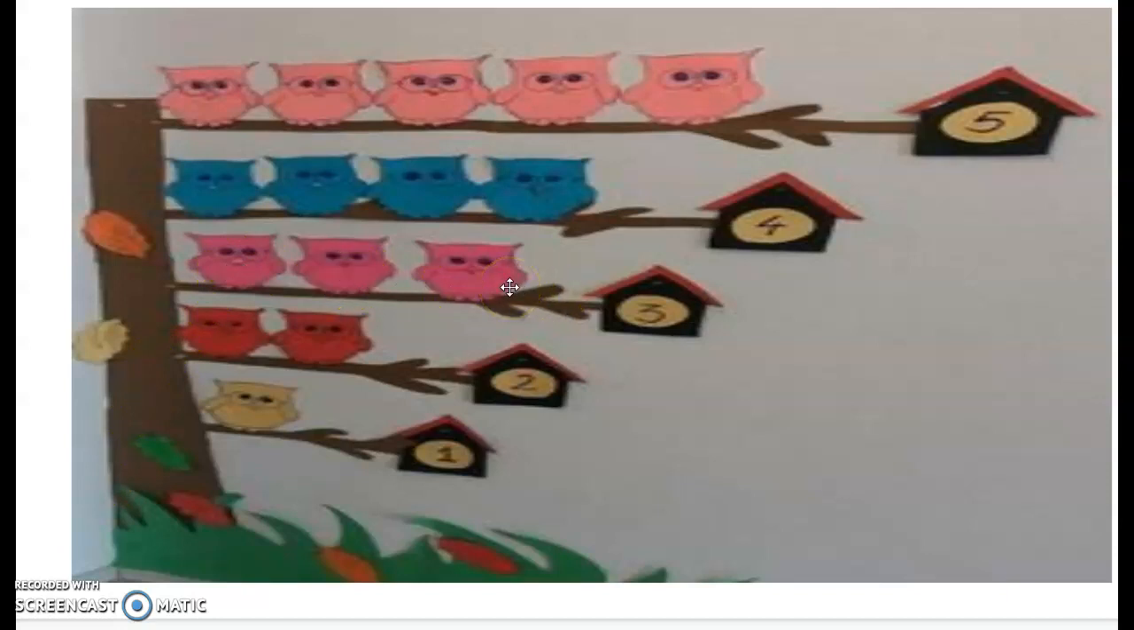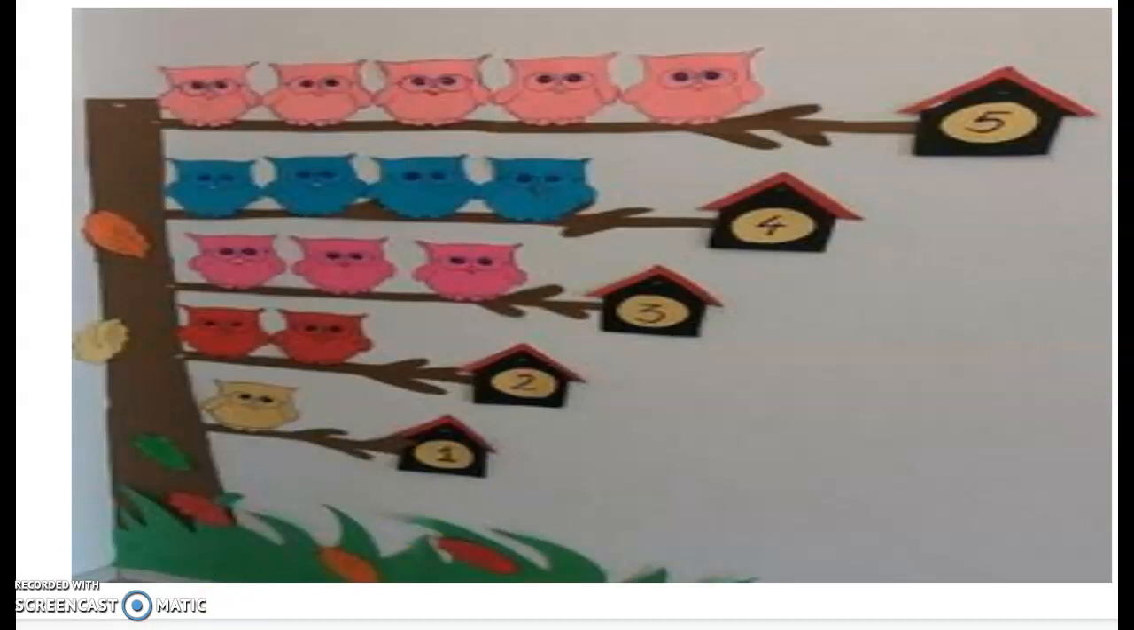So we will write here number 4. Now count pink owls. 1, 2, 3. Which number are we going to write? 3. Come on, count red owls. 1, 2. Which number are we going to write? Number 2. And how many owls is this? This is only one owl. So we will write number 1.